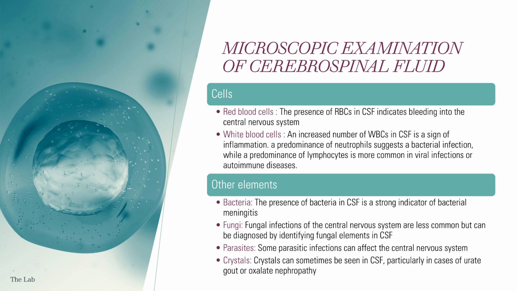The presence of bacteria in CSF is a strong indicator of bacterial meningitis. Fungi: fungal infections of the central nervous system are less common but can be diagnosed by identifying fungal elements in CSF. Parasites: some parasitic infections can affect the central nervous system. Crystals: crystals can sometimes be seen in CSF, particularly in cases of urate gout or oxalate nephropathy.